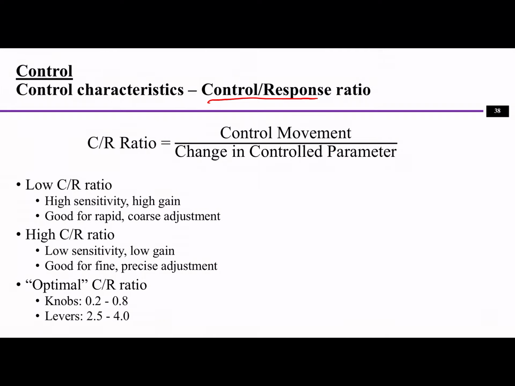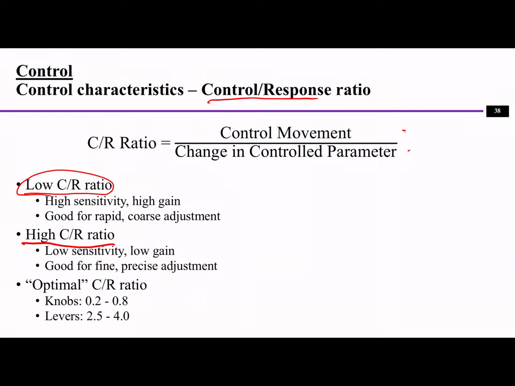The control response ratio is the control movement divided by the change in the control parameter. What does it mean? Say if we only move the control a little bit, but there is a big change in the control parameter, that means it's very sensitive, right? Then you have a really low CR ratio. A high CR ratio means that you move the control a lot, but it's actually not changing much of the control parameter.